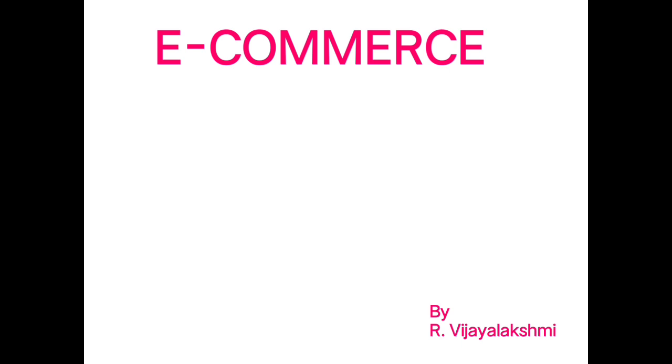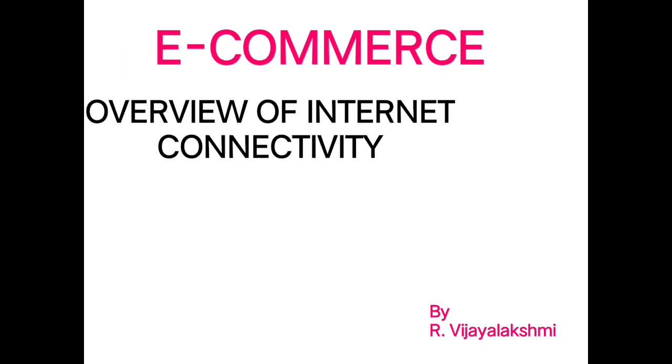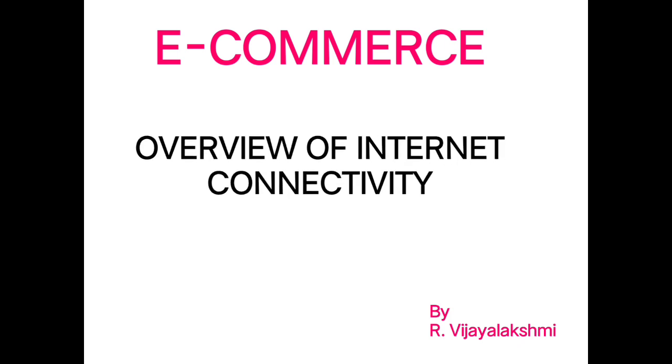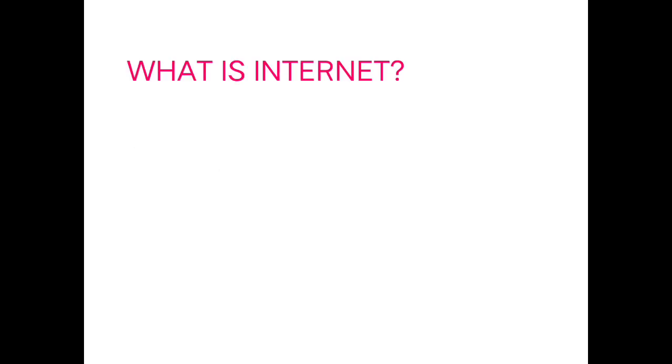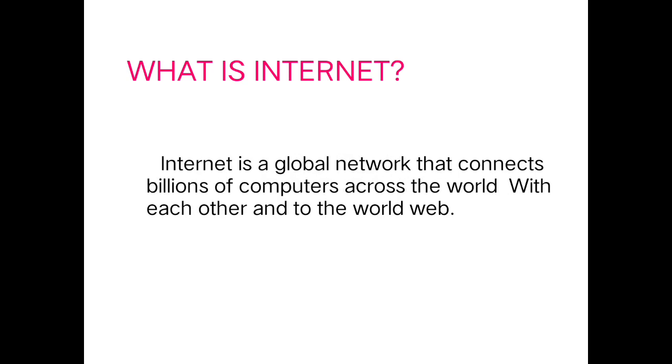Today we are going to know the overview of internet connectivity. Now we learn about the types of internet connections. Before we go to this topic, first I simply explain what is internet. Internet is a global network that connects billions of computers across the world with each other and to the World Wide Web. In 1969 is the first time internet was connected.